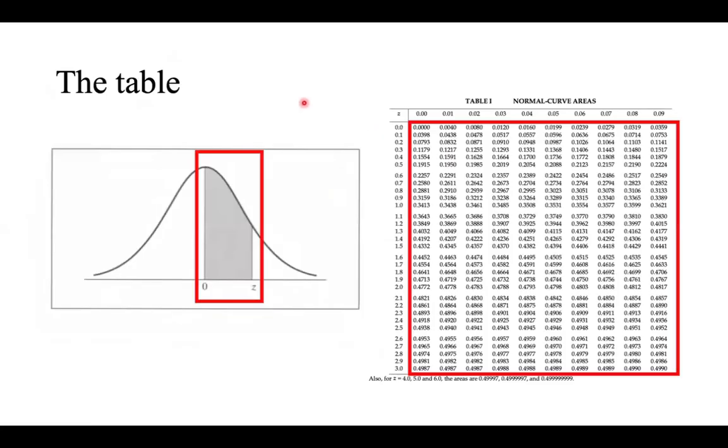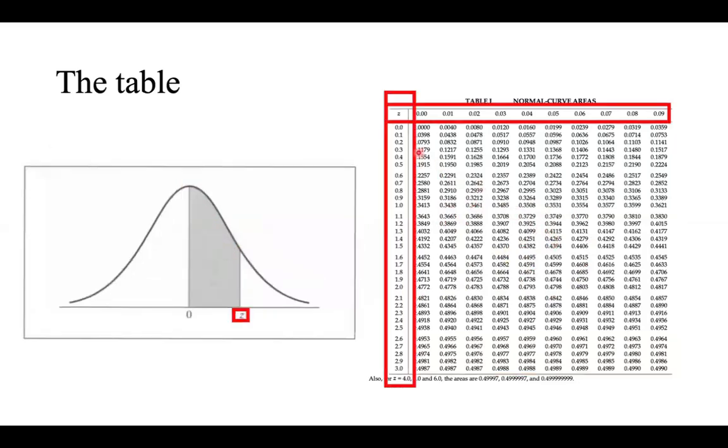So let's go over the relationship between the table and the graph. The area under the graph, the shaded area in here, corresponds to the numbers inside of the red box. We also call these numbers the probabilities. The z-score is the row here and the column here. The column reports the number in the 10th place, and the row reports the z-score in the 100th place.